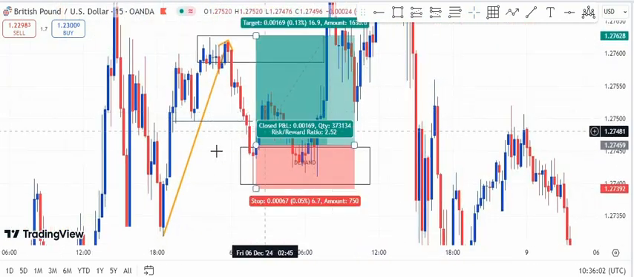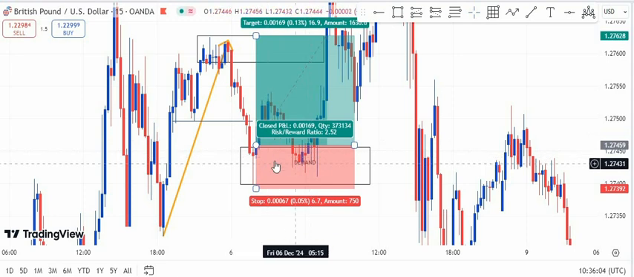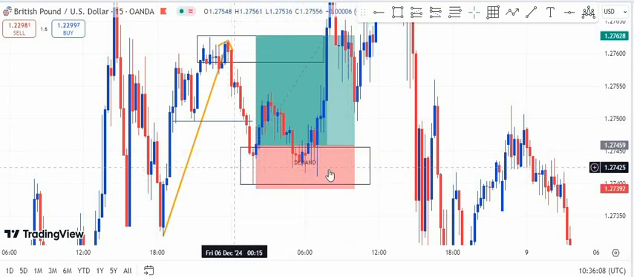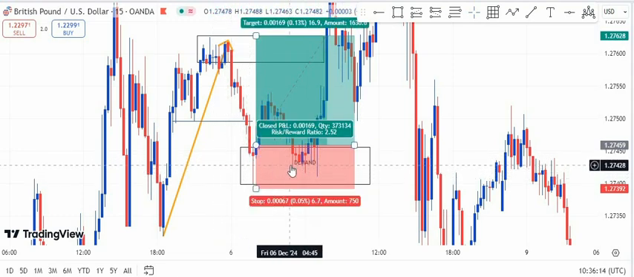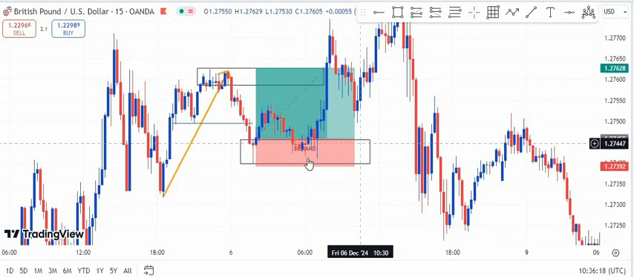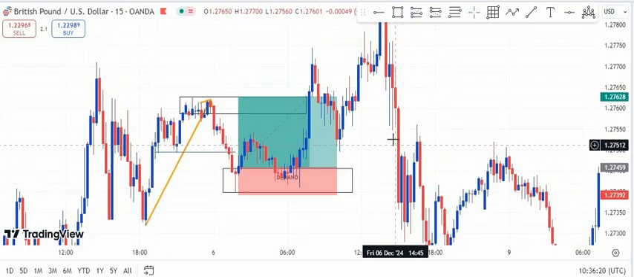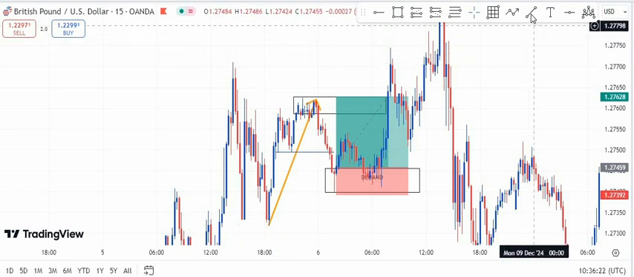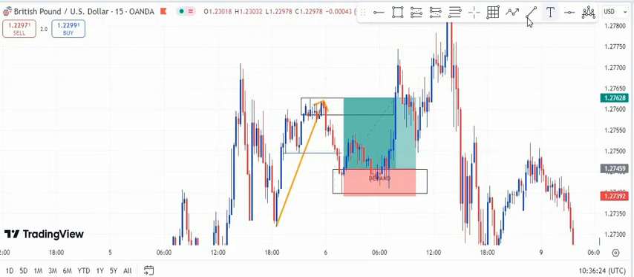As you can see, market did tap into the demand level again. That means markets keep rejecting off the demand level, which indicates that this demand level is a strong level. Now, with that being said, market did what it wants to do. And what happened next? Market spiked up and grabbed liquidity that rests right here.